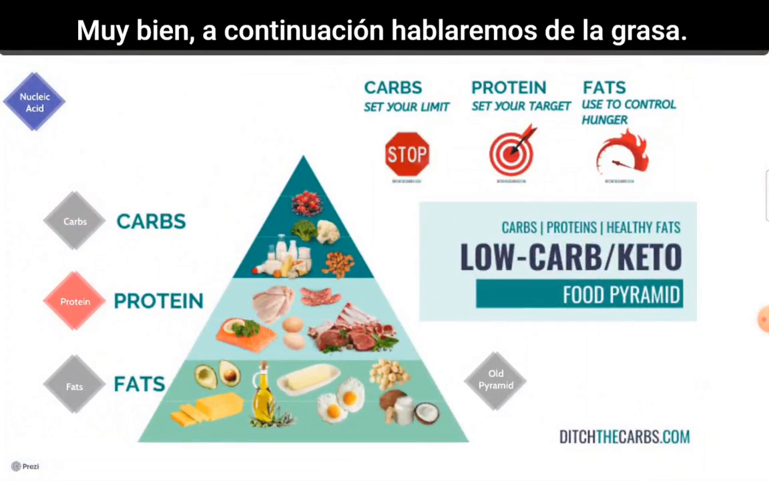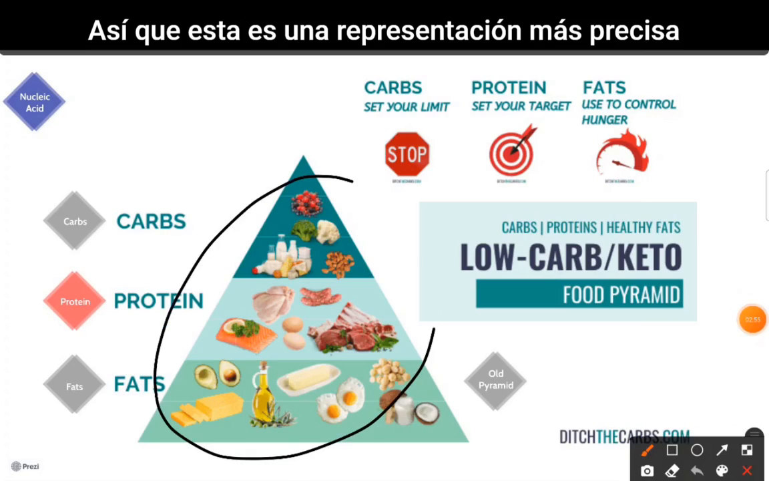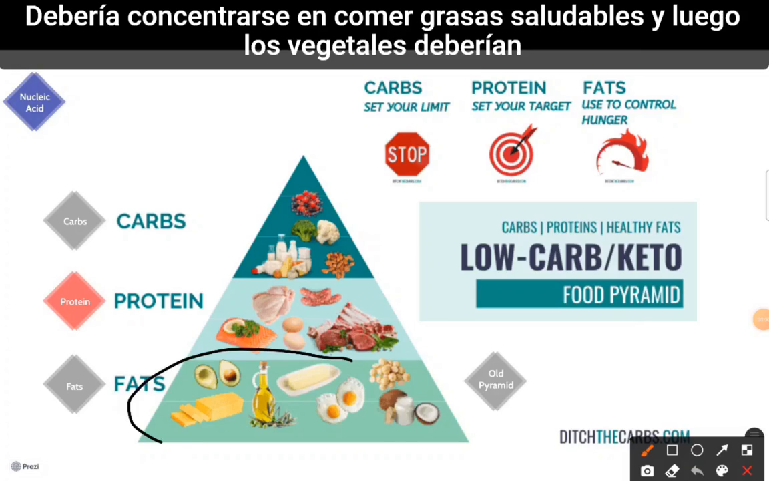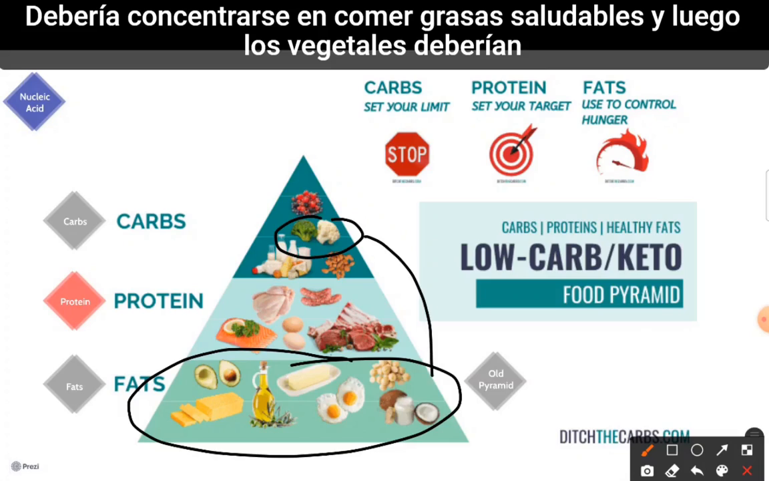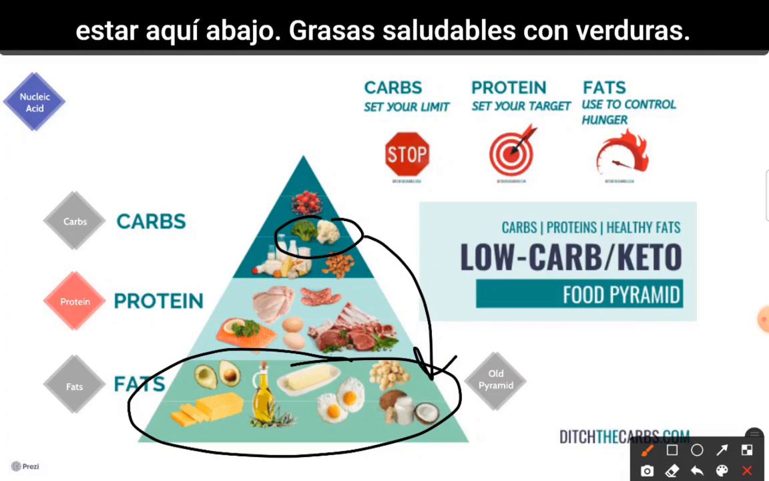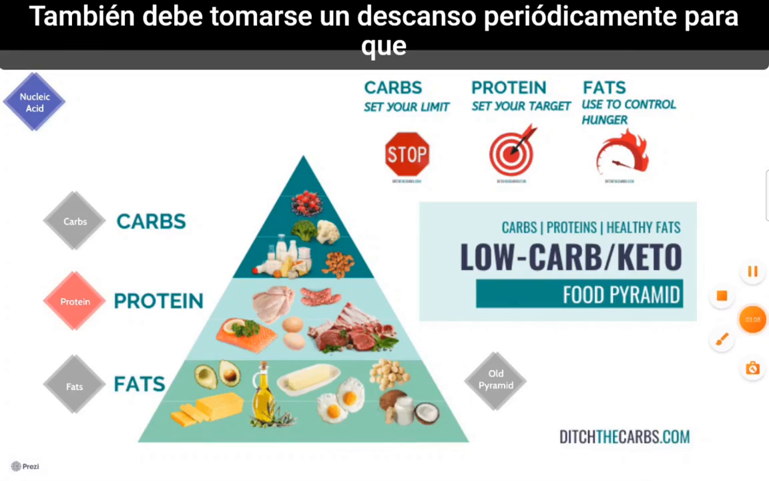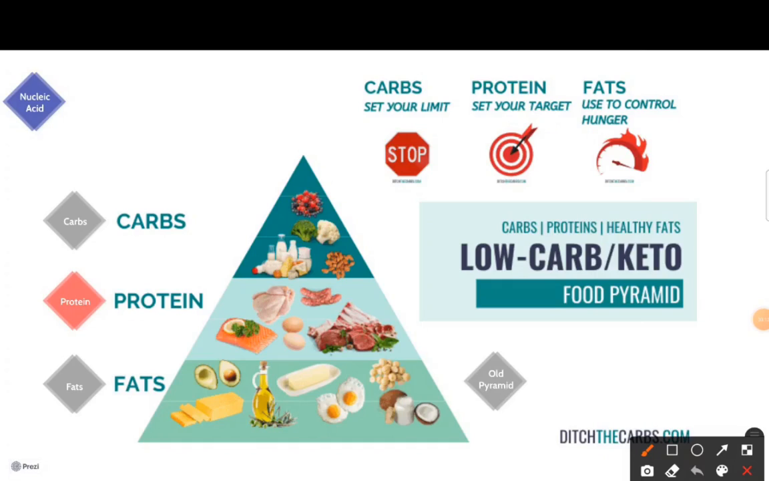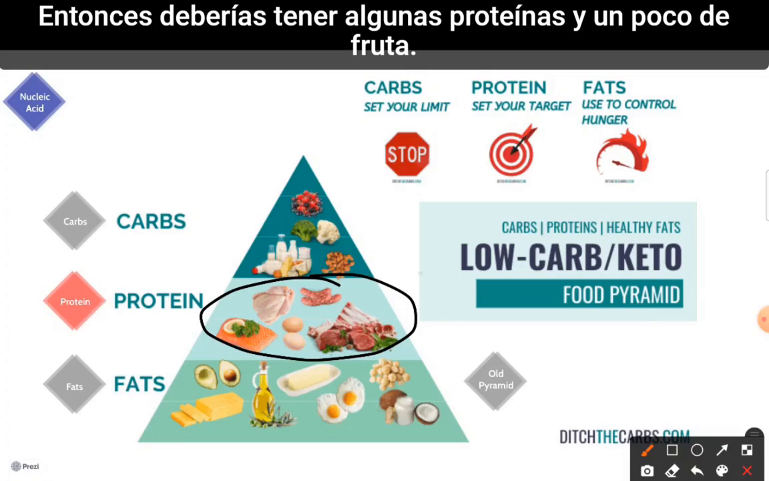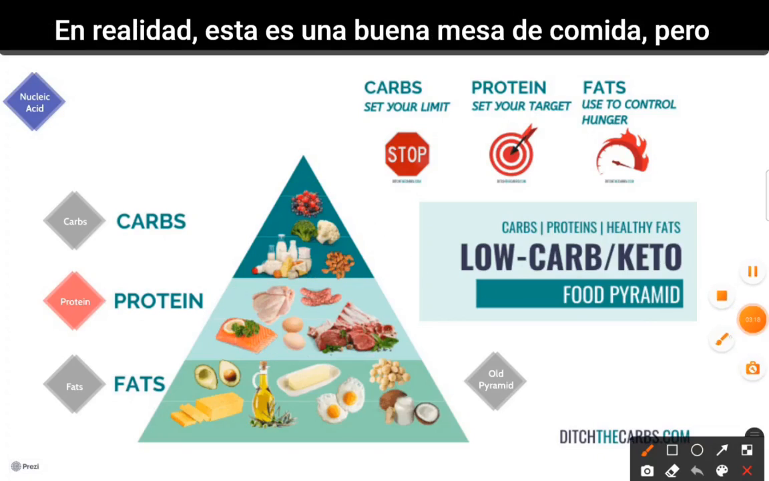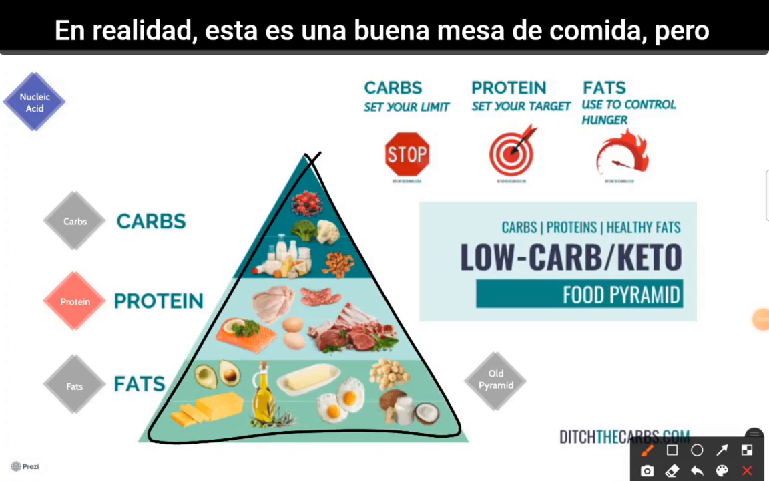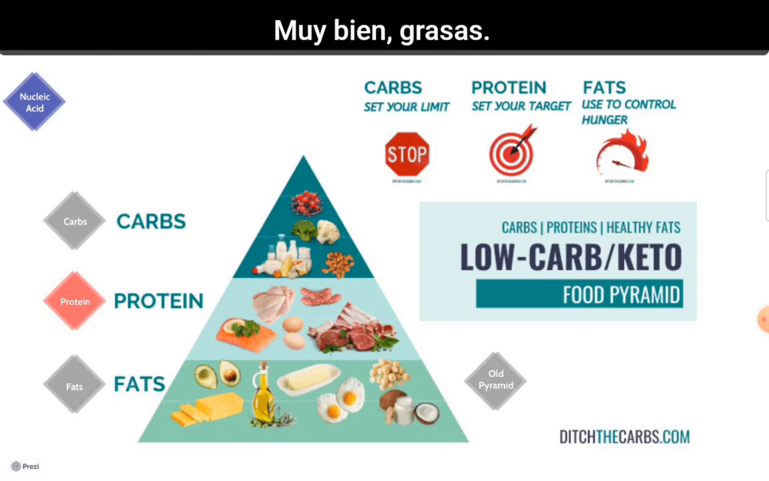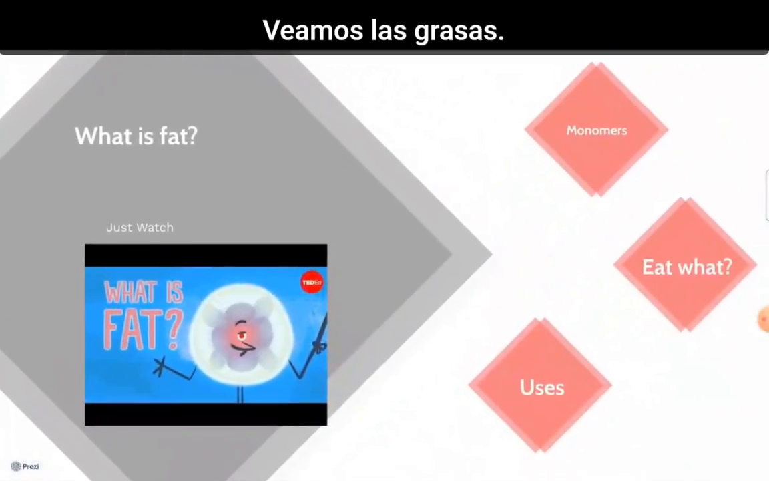All right, so next we'll talk about fats. So this is actually a more accurate representation of what you should be eating instead of the old food pyramid. You should focus on eating healthy fats, and then vegetables should actually be down here. Healthy fats with vegetables. You should also be periodically taking a break so that you have a chance for that fat to be digested. Then you should have some proteins and a little bit of fruit. So actually, this is a good food table, but I would actually put the veggies down here. All right, so fats. Let's look at fats.